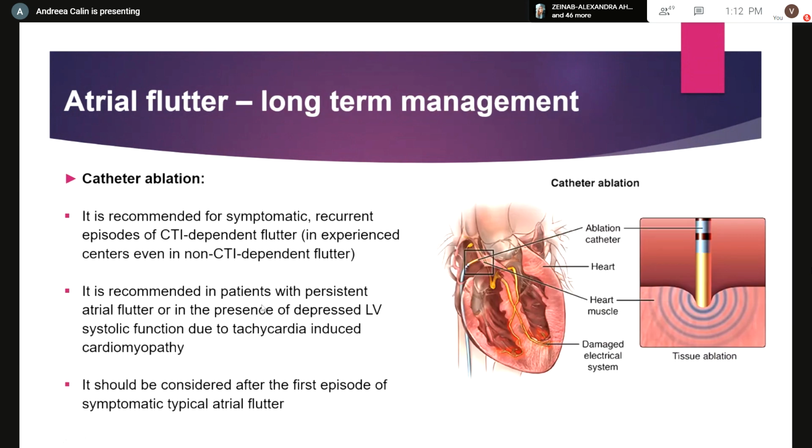For long-term management, it is best to perform a catheter ablation in patients with atrial flutter in all symptomatic recurrent episodes of this typical flutter. It is also recommended in patients with a depressed LV systolic function due to tachycardia-induced cardiomyopathy. And in some patients, if the patient wants an ablation and it can be done, it should be considered even after the first episode of symptomatic typical atrial flutter. So with this catheter ablation, we can reduce the risk of recurrences.